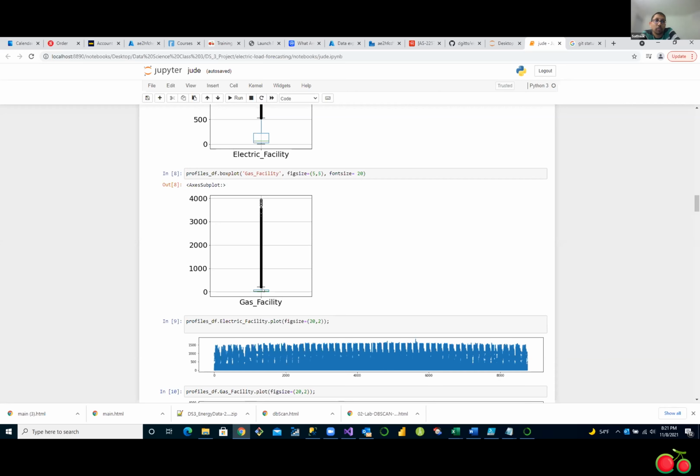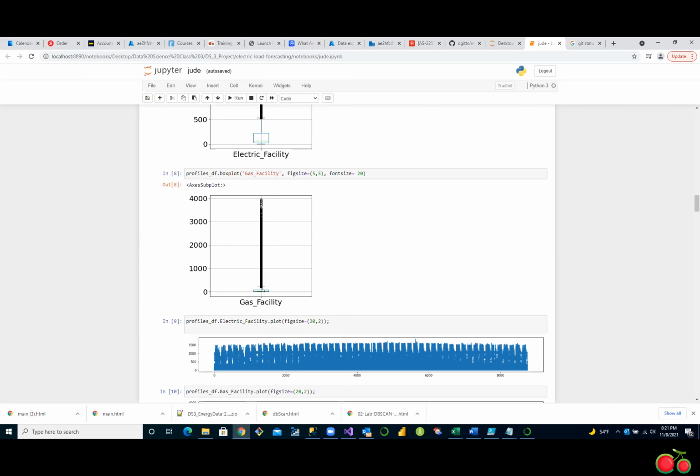Let me ask you this. You see this box in the electric underscore facility, and this wide box. The box in electricity is wider. The box in gas is very thin, right? Can you tell me approximately how many data points are in each of these boxes, staring at this number of data points?